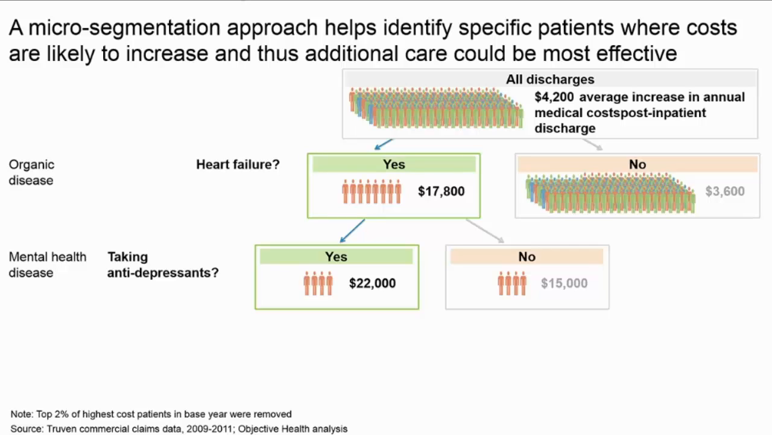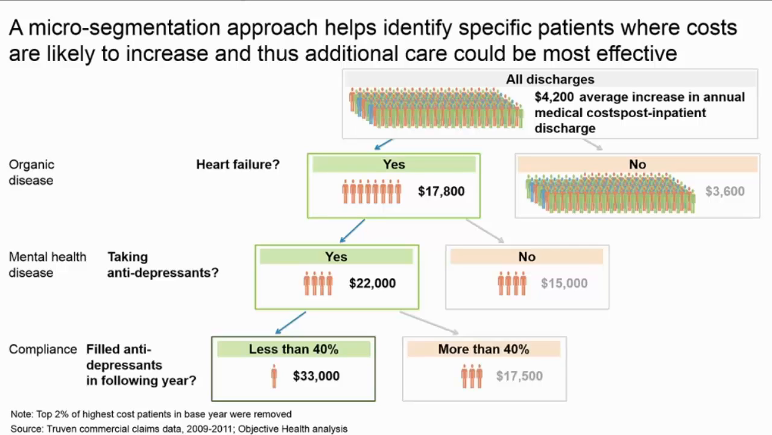And then finally, the analysis came back and said that on the third order, the most interesting microsegment of all in this decision tree is not just to look at those who are taking antidepressants, but to see how well they adhere to their antidepressant prescription. Those who are taking it less than half the time, your costs are now increasing $33,000.